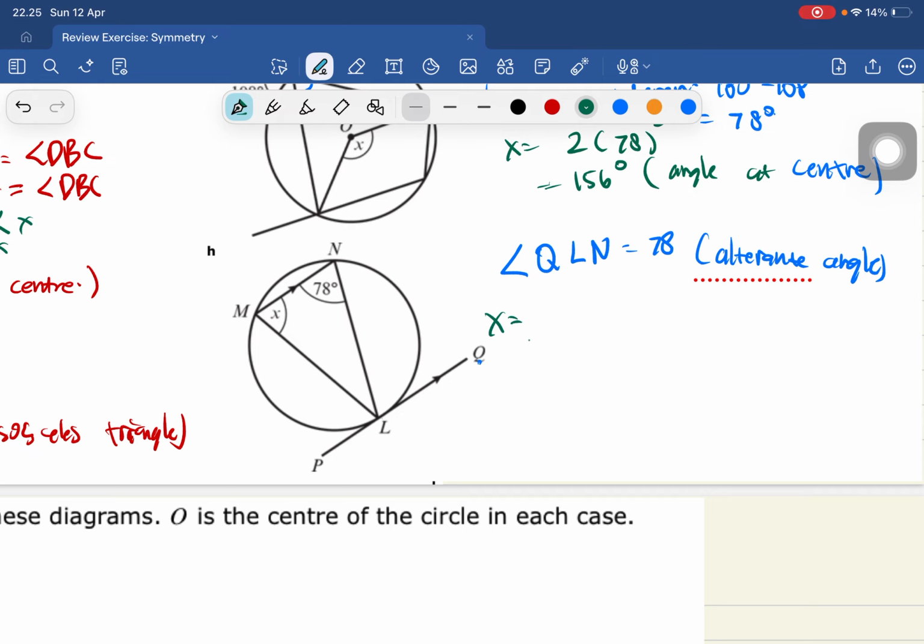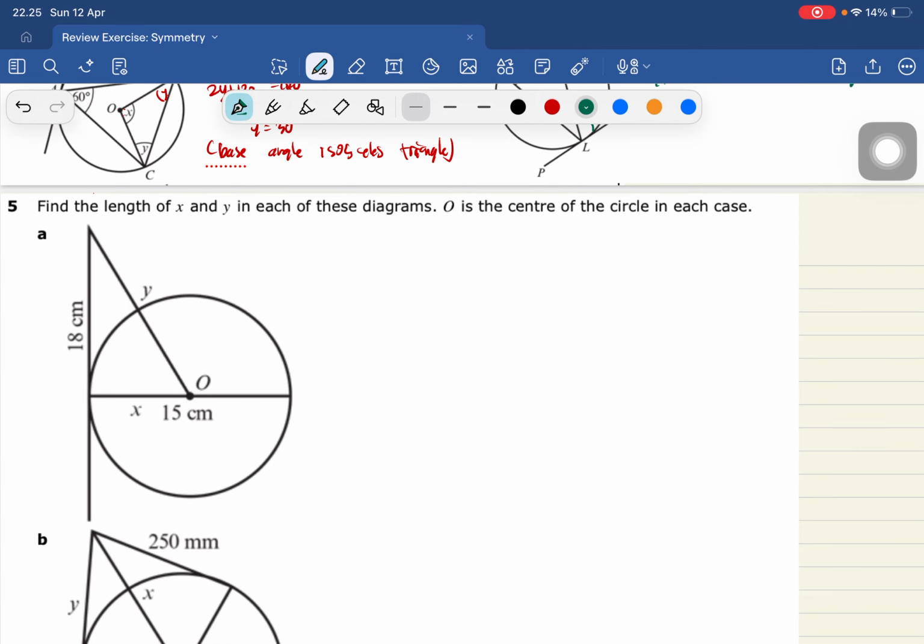Then let's find x. So x is going to be 78. From here, this is the alternate segment. The reason is alternate segment.